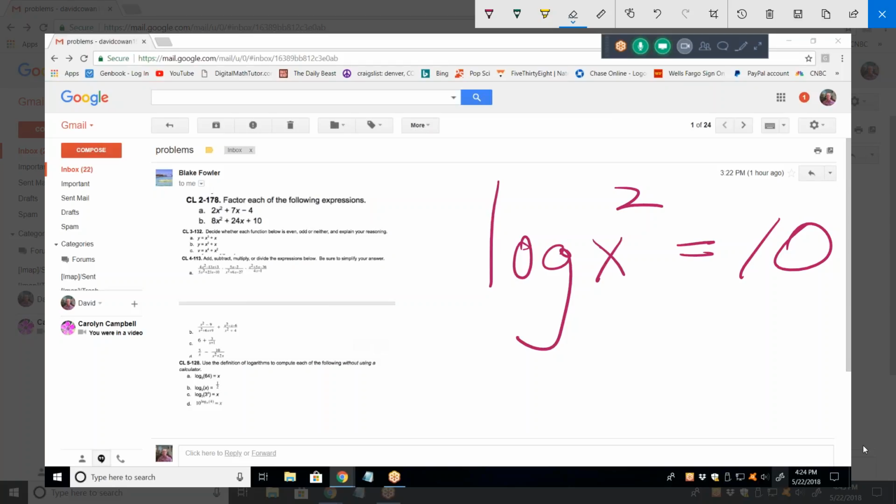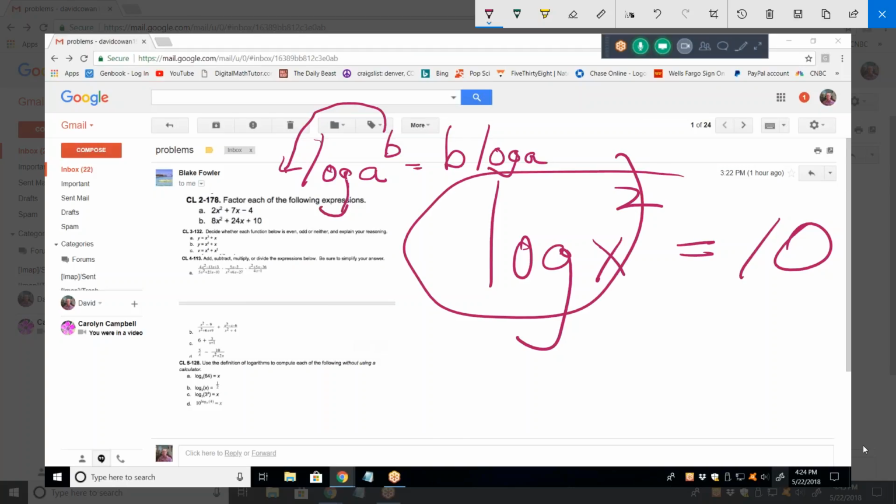The third most important rule of logs is this one. When you have the log of a to the b power, you can always take that b and put it there. That means that's equal to b times the log of a. Do that to that. So then it can be 2 log of x is equal to 10.